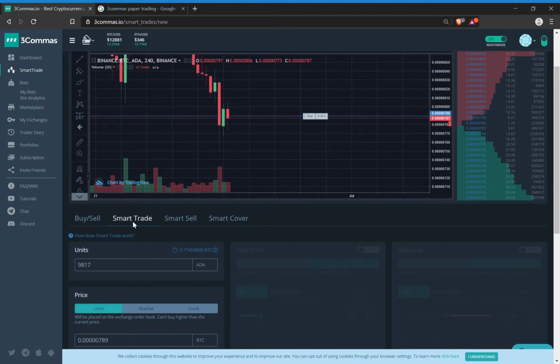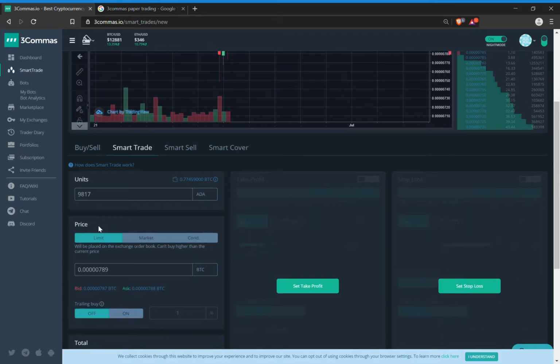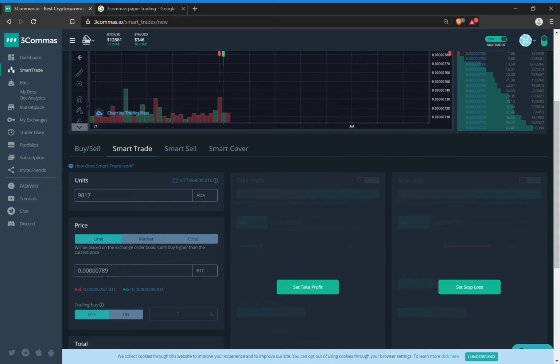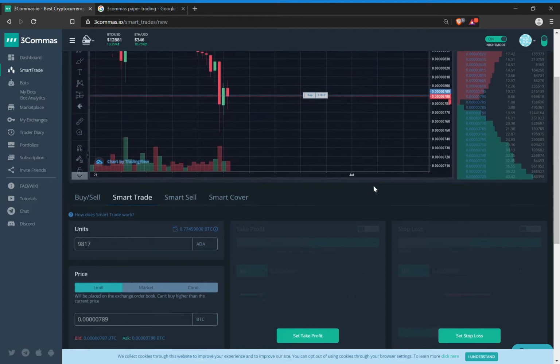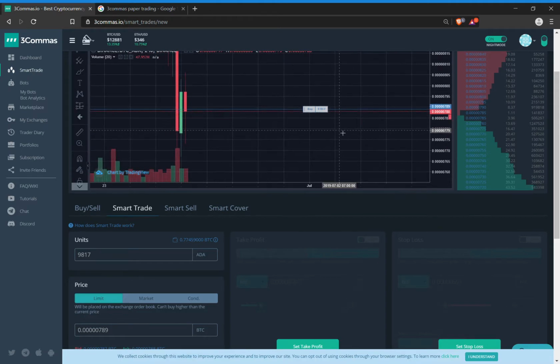Now, with smart trade, you'll notice down here we can select how many units we want to purchase of the ADA that we've got selected. We will also have our price down here that we're going to be purchasing at, which would be 789 Satoshis. Whenever you look at your TradingView chart, you're going to notice there are two prices here. You've got one in the red, which is 788. That would be the current price. 789 in blue is the price that we have set in here.